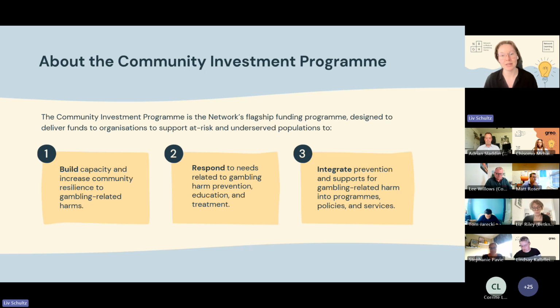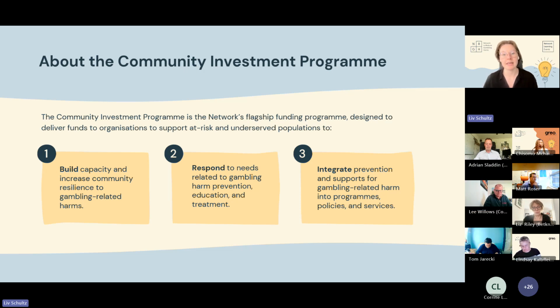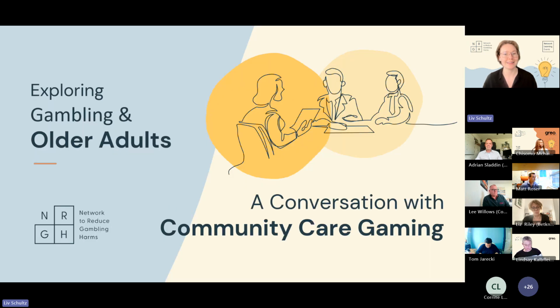And in addition to the funding that projects received, they also receive evaluation and knowledge mobilization support. So through this project, Chisomo and I have had the opportunity to work closely with Lee and Adrian, supporting the delivery of their project with evaluation and knowledge mobilization. And this collaboration ultimately led to the creation of this webinar, which provides an opportunity for us to dialogue together and also share insights and perspectives with you all, which we're excited about.